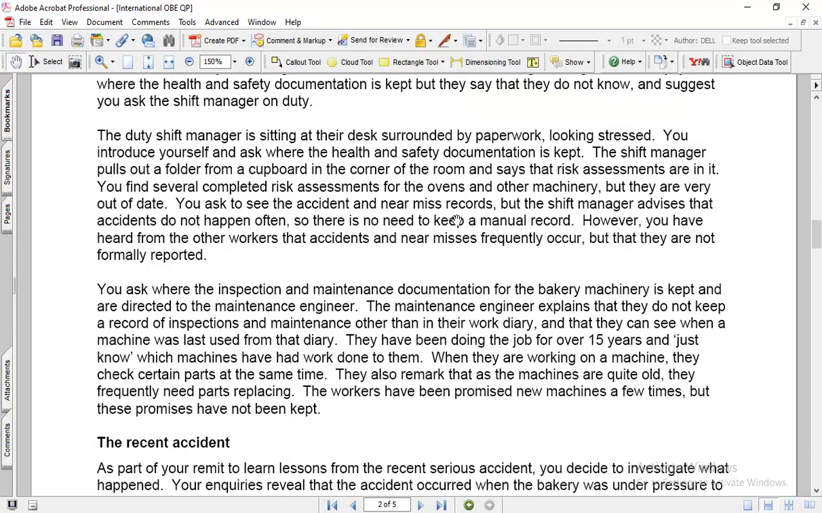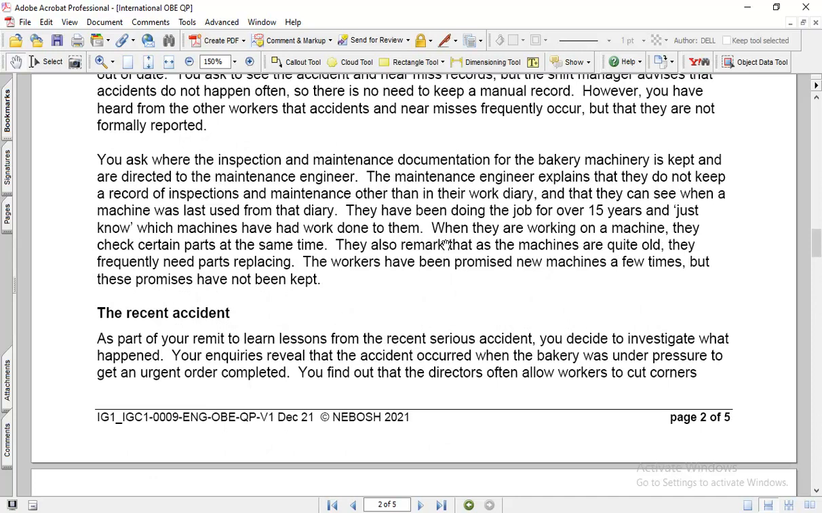Then you ask for the accident and near miss records, and the shift manager informs you that accidents do not happen often and there is no record for it. But you heard from other workers that accidents and near misses occur frequently, but there is no formal procedure to report them. So we are seeing some negative indicators for health and safety culture. The risk assessments are out of date. Accidents and near misses are not recorded, and there is no reporting procedure for accidents or near misses.